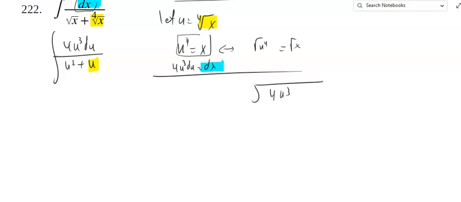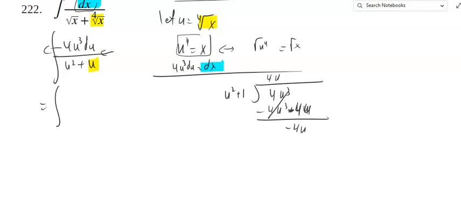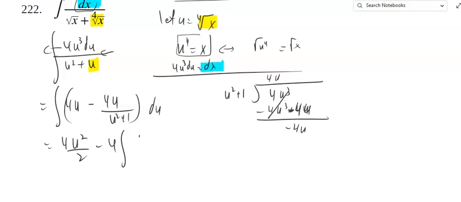Take 4u cubed divided by u squared plus 1. Again, that's an improper fraction. So here, that is 4u multiplied by u squared plus 1, which gives 4u cubed plus 4u. Of course, you could subtract the 4 and just leave the u cubed if you want. Doesn't really matter. Subtract. So I'm left with 4u minus 4u over u squared plus 1 du. That is 4u squared over 2 minus 4, the integral of u over u squared plus 1 du.